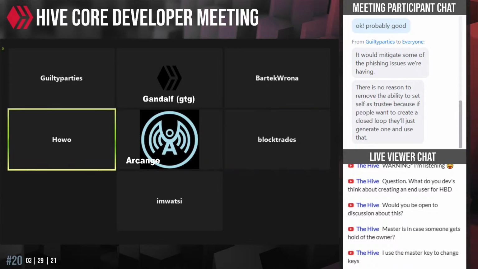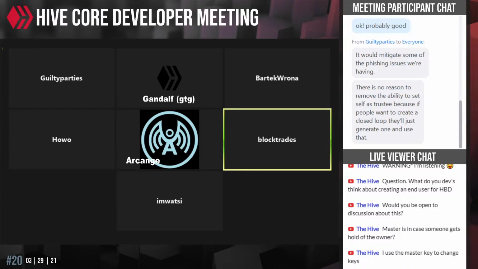But yeah, that was about it for that subject, unless someone wants to add anything else. Yeah, I mean, that could probably be done too. At least there probably ought to be something like that, a CI for Hive.js, and in the minimum case it could just test against a public Hive node even.